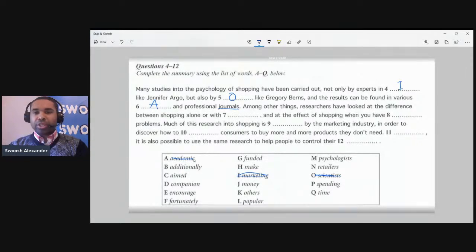Moving on, among other things, researchers have looked at the difference between shopping alone or with... what's the contrast here? With what? Some might be tempted to say D, companion, but that would be incorrect because companion is singular and we need something plural. If we were to use companion, we'd have to use the indefinite article, a companion. So in this case, because it has to be plural, the answer would be others. It operates as a contrast to alone. So alone or with others.